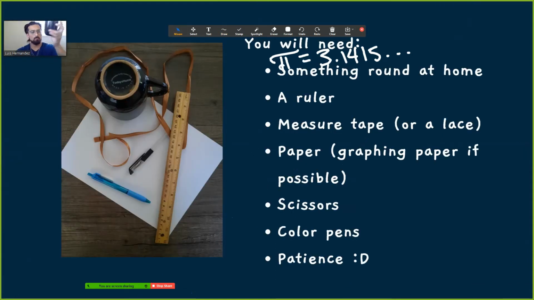I am using my coffee mug, a ruler. If you have measuring tape, even better. If not, you can use a lace. I found this at my house. Some paper, graphing paper if possible. You can download a PDF file and print it if you don't have one at your place. Scissors, color pens, and of course some patience.